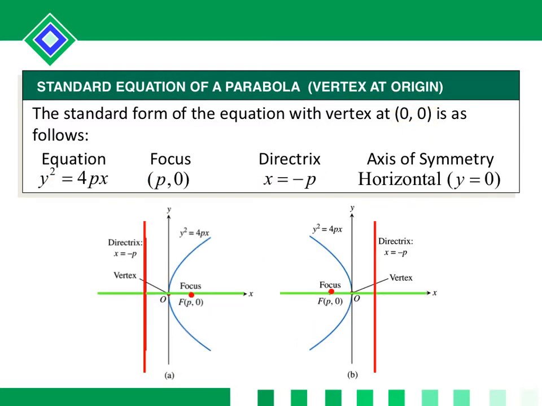Again here, if the parabola is opening sideways, you can see the equation we are going to use. The focus is (p, 0), the directrix will be on the opposite side, and the axis of symmetry is at y equals 0. Note it can open to the right if p is positive, open to the left if p is negative. Okay, now let's move on.